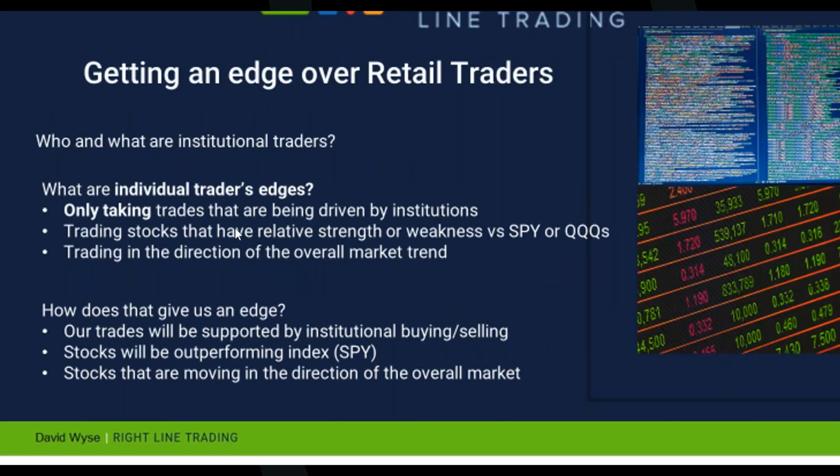Okay, so what gives us this edge? We only take trades that are being driven by institutions. I mean, I keep saying this. Trade stocks that have relative strength or relative weakness versus the SPY or the Qs, and trade in the direction of the overall market trend. Very critical. How does this give us an edge? Our trades will be supported by institutional buying and selling. We're in there riding the coattails of the institutions. That's what we're doing. The stock will be outperforming the index, the SPY, for example, and it'll be moving in the direction of the overall market. If you can do just these three simple things, it's going to put you head and shoulders above about 95% of the millions of retail traders in the world.